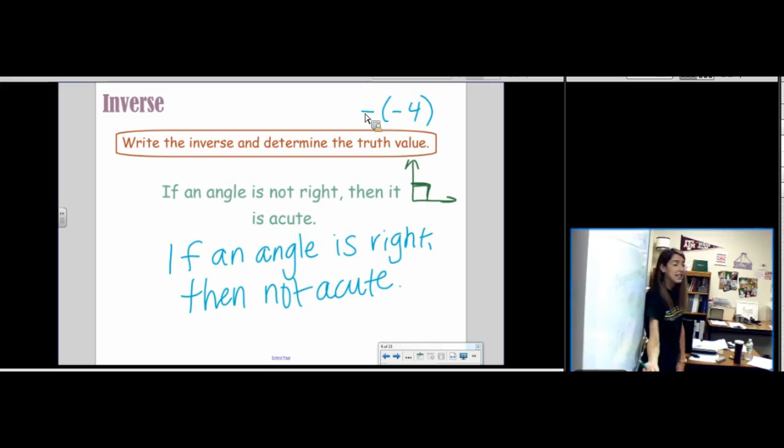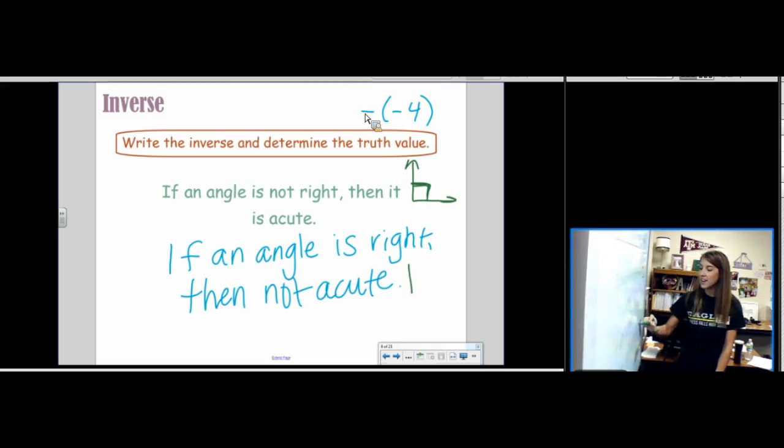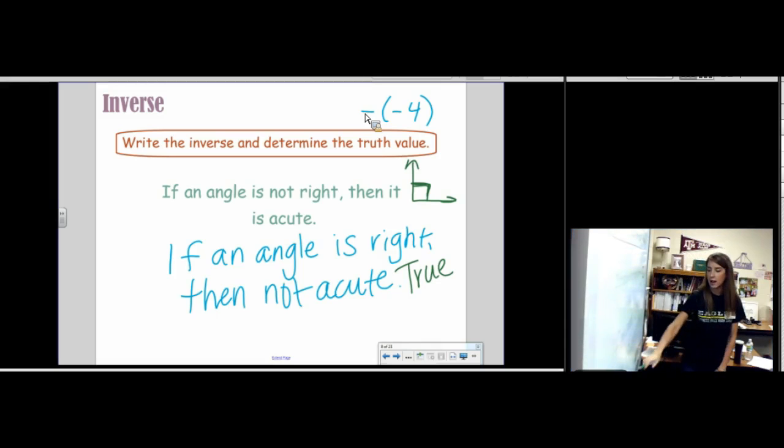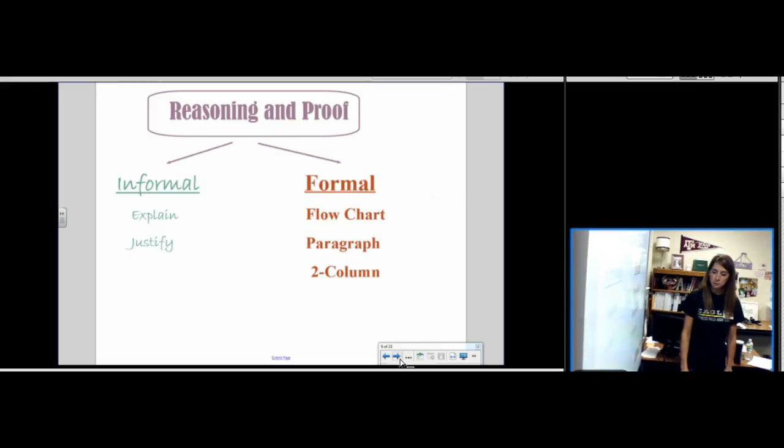True or false? It's not acute. Could a right angle be acute? Never. So we finally got a true one. Yay! True. That one's true. If it's a right angle, it is surely not acute. It can't be acute by the definition of the right angle. All right, let's move on.